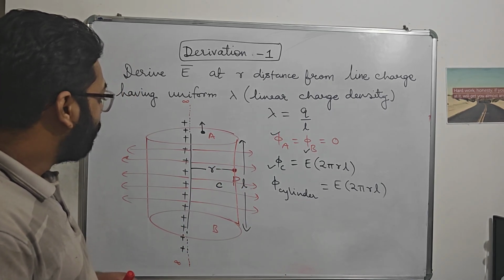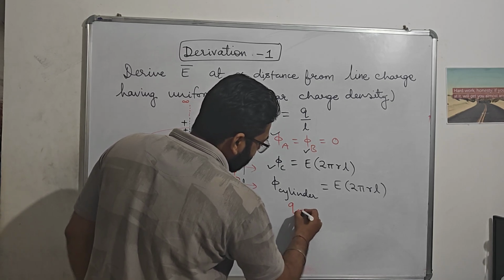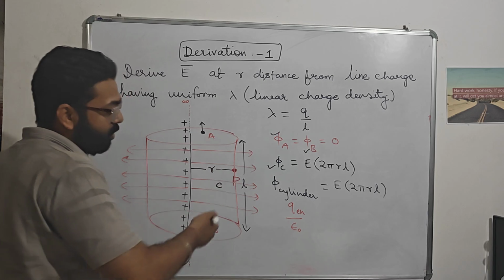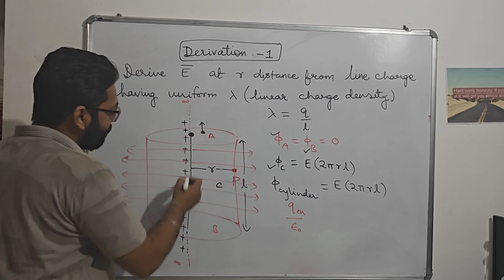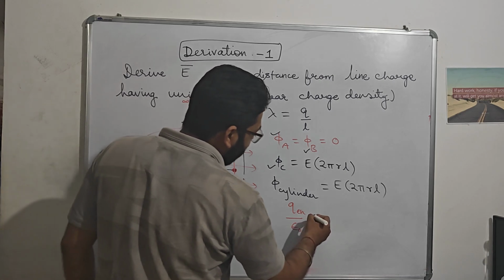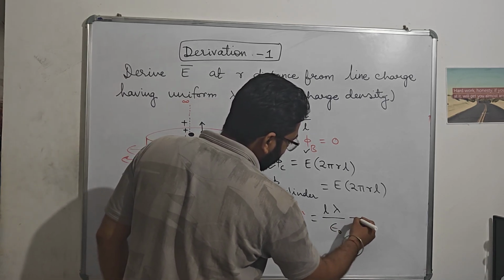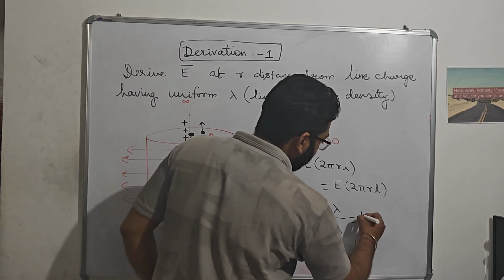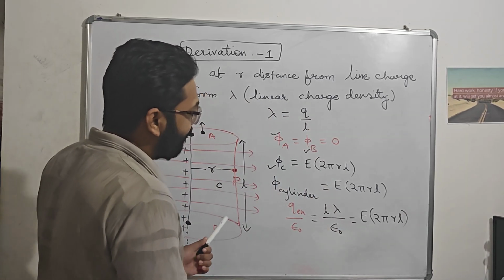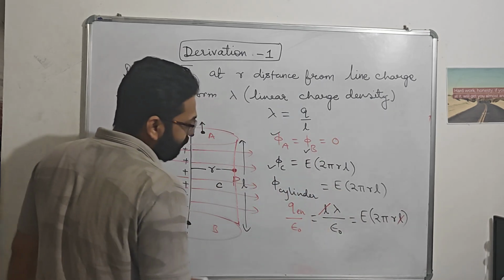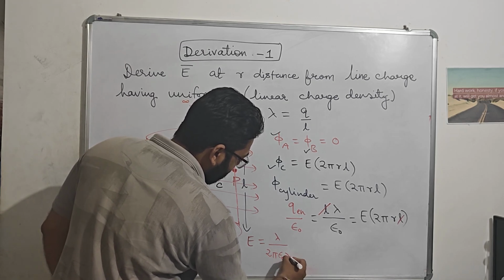Okay, now we can also write this total flux in terms of charge enclosed upon epsilon naught. This charge enclosed is the charge which is inside this Gaussian surface, from here to here, having L length, and lambda is the linear charge density. So lambda L upon epsilon naught will be the flux. When equated with E into 2 pi r into L, it's very evident that L will be cancelled. So electric field will come to be lambda upon 2 pi epsilon naught r.